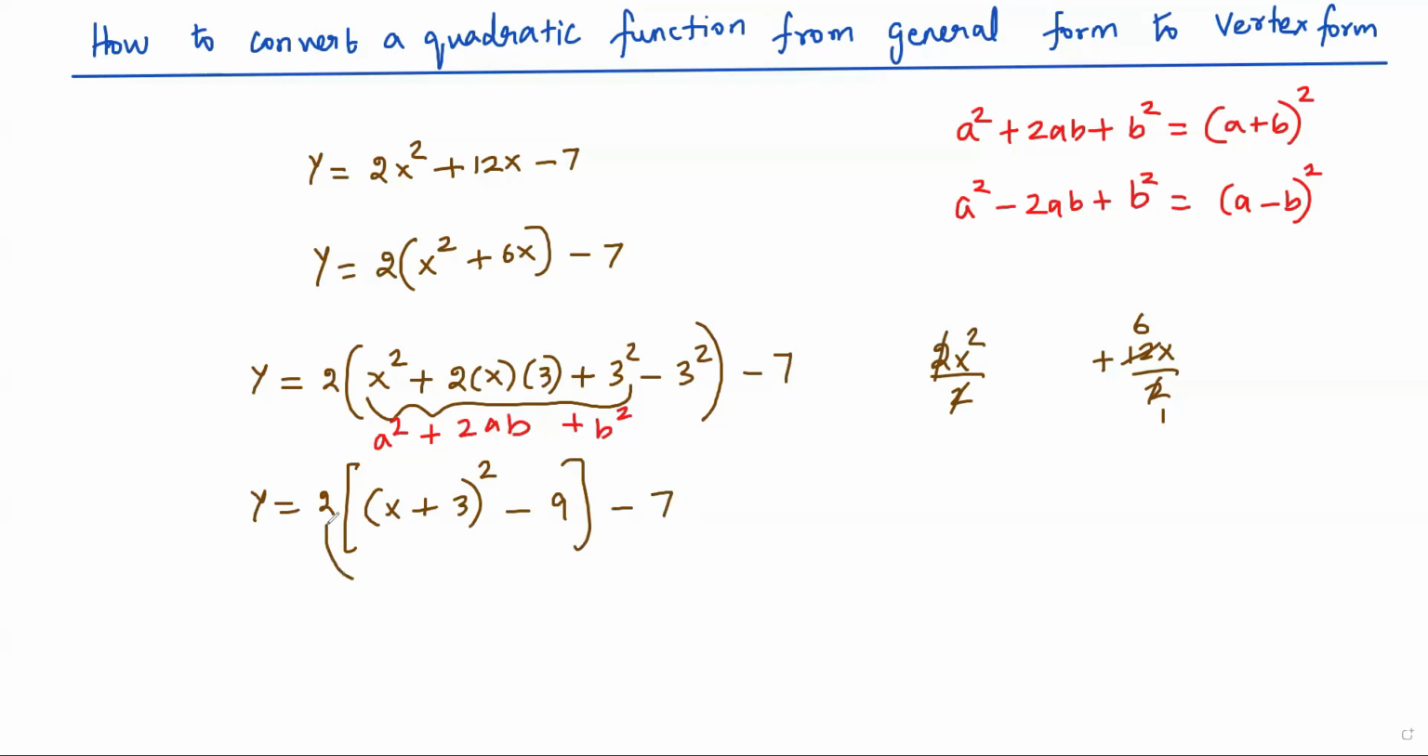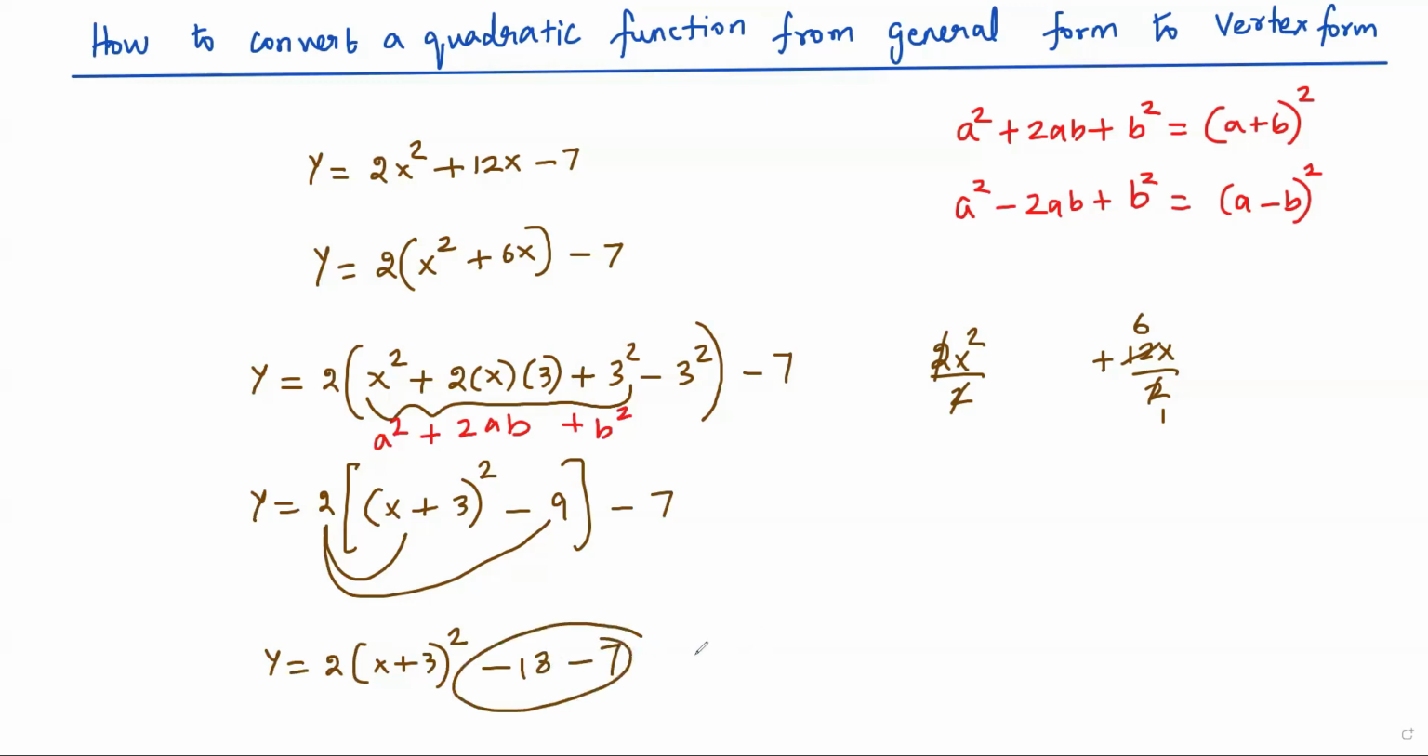Now we can distribute this 2 to this one and this one. When I do so, I'll be getting 2 times x positive 3 the whole square, 2 times negative 9 will become negative 18, plus we have negative 7. Now we can combine these two values, negative 18 and negative 7. It will be negative 25. Now I got the vertex or standard form of the given quadratic function. That is y equals 2 times x positive 3 the whole square, negative 25.